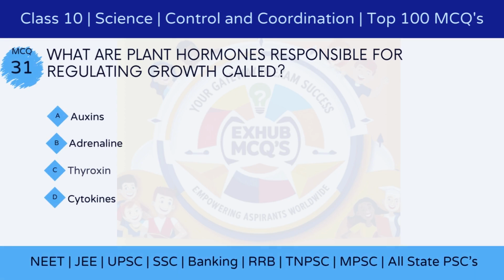MCQ 31. What are plant hormones responsible for regulating growth called? Option A, auxins. Option B, adrenaline. Option C, thyroxine. Option D, cytokines.